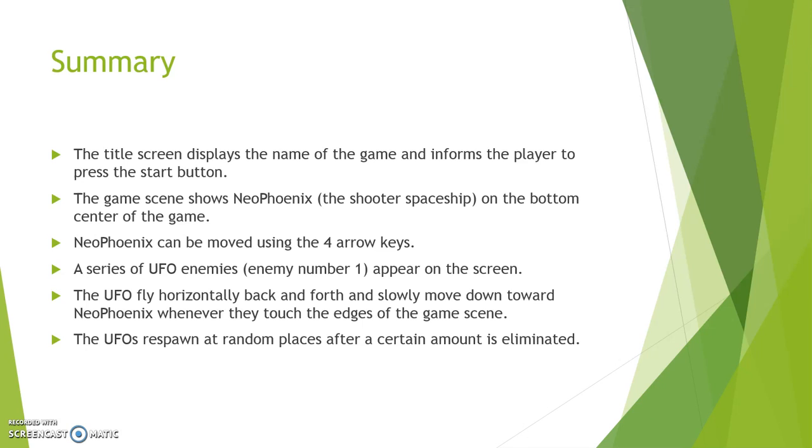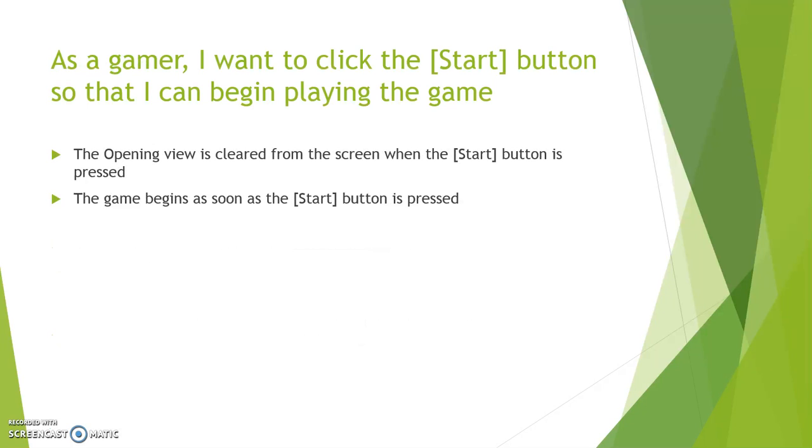A series of UFO enemies, which are the first type of enemies that will appear in the game, will appear on the screen. The UFOs will fly horizontally back and forth and slowly move down toward Neo Phoenix whenever they touch the edges of the game scene. And the UFOs respawn at random places after a certain amount is eliminated.